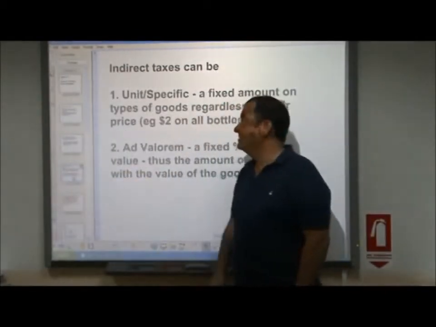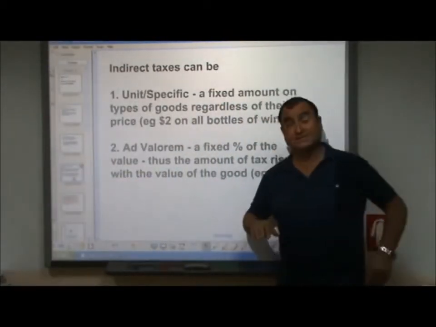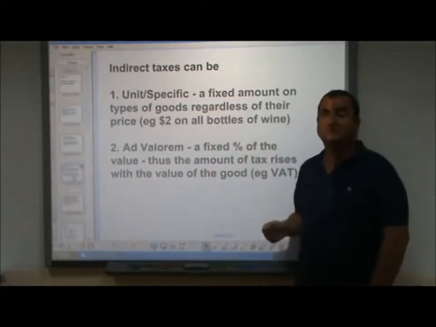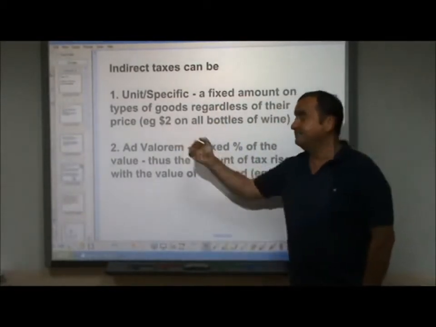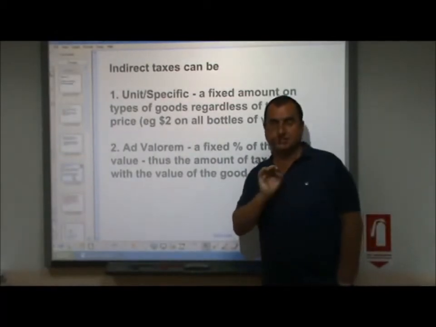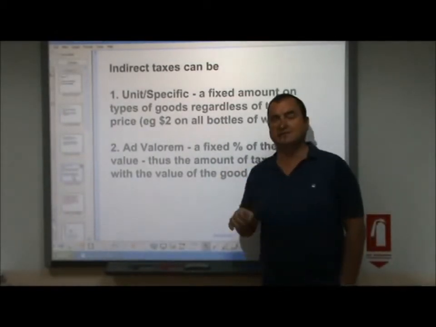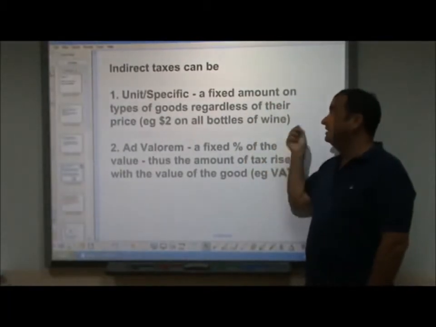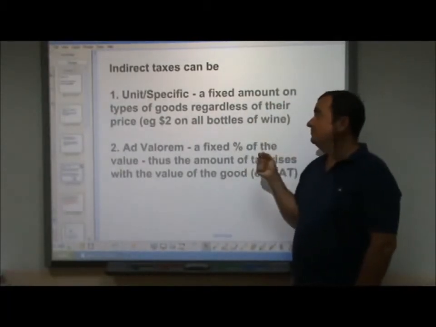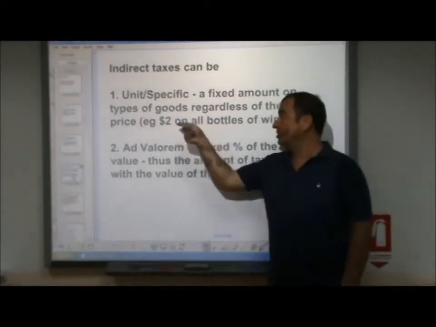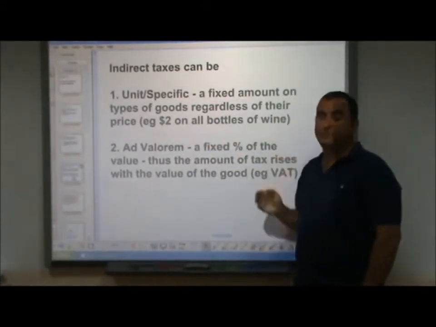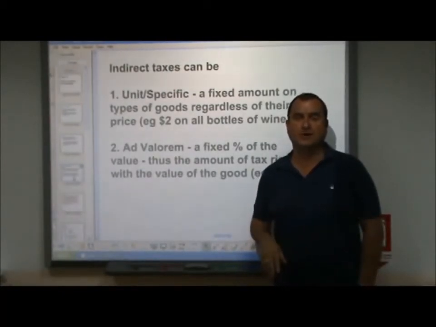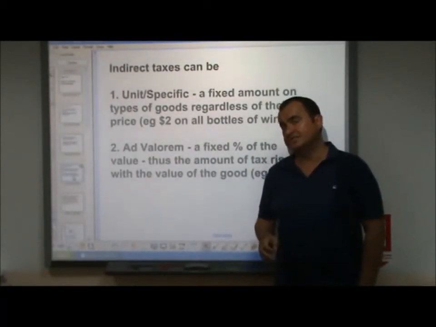Okay? So now we subdivide indirect taxes into two types of taxes: unit and specific taxes, and ad valorem taxes. Here are the definitions for these two types of indirect tax. A unit or specific tax is a fixed amount of money on types of goods regardless of their price. So if the government puts a $2 tax on all bottles of wine, whether that's a cheap bottle of wine or an expensive bottle of wine, that would be an example of a unit tax.